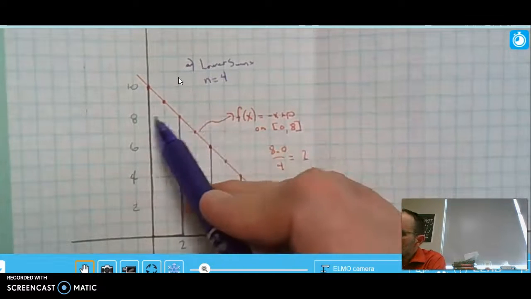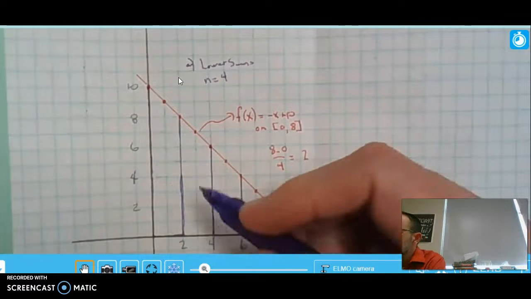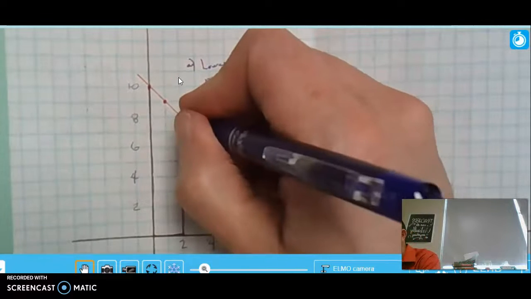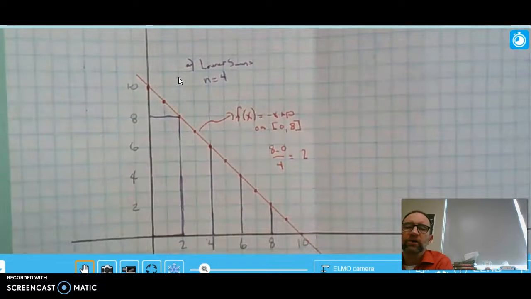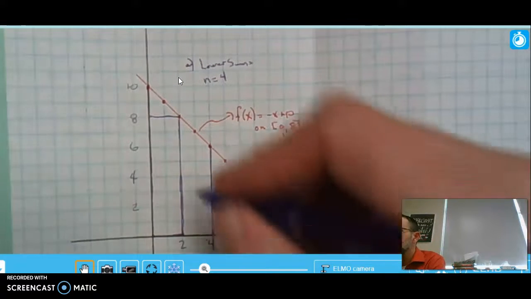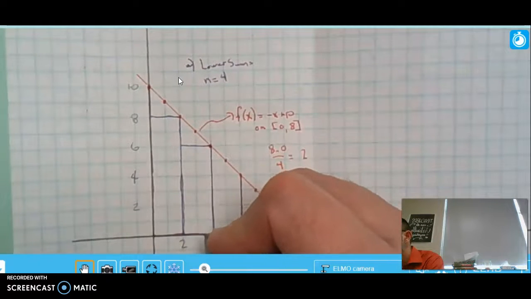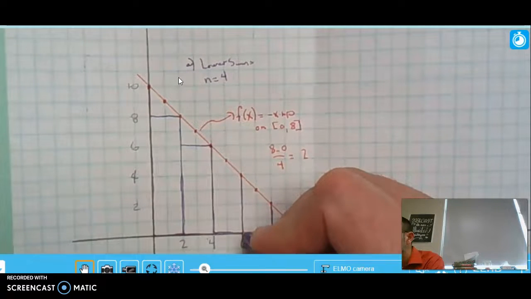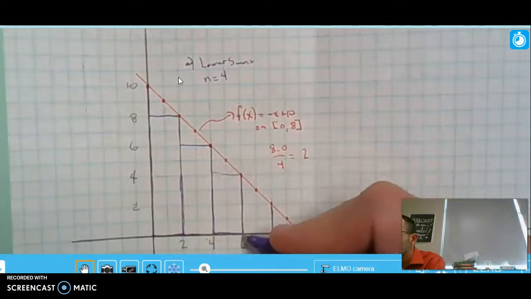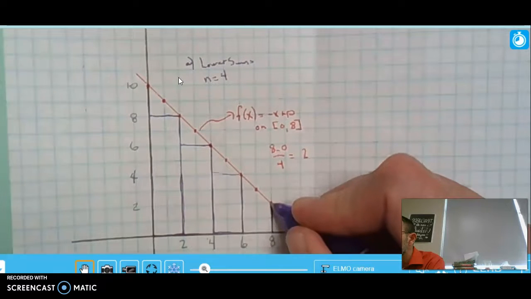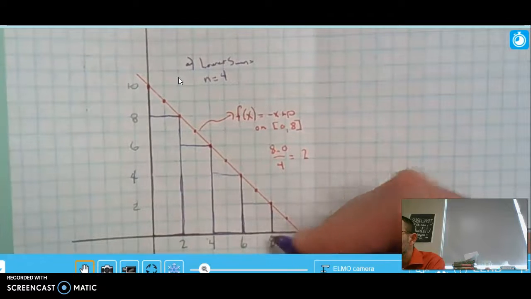Now when it says lower sum, I want to choose the point where the smallest y value occurs on each of these intervals. So on the interval from 0 to 2, since this is a decreasing curve, the smallest y value will occur at the right endpoint. The same will be true on the second interval that goes from 2 to 4, and the third interval that goes from 4 to 6. 6 will be where the minimum occurs, and the last one goes from 6 to 8, and the minimum occurs on the right side at 8.